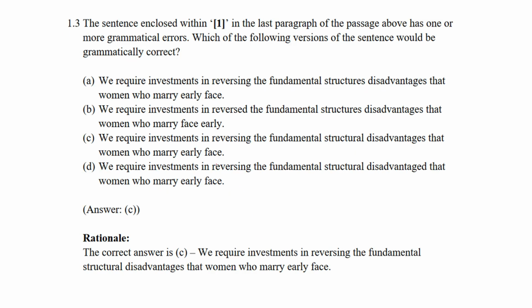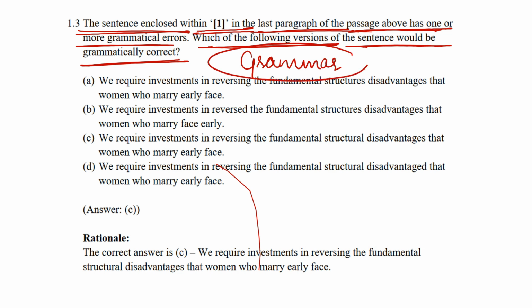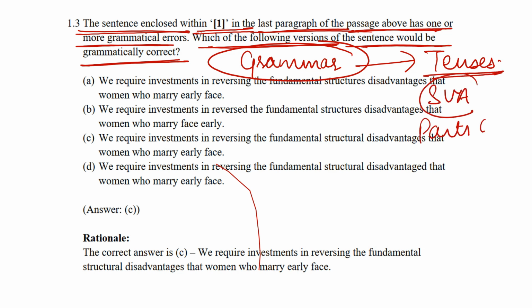Okay, the next question: the sentence enclosed within one in the last paragraph of the passage above has one or more grammatical errors. Which of the following versions of the sentence would be grammatically correct? Grammar. So we need to cover our basic tenses, subject verb agreement, parts of speech. This is basic grammar. We need to cover our basic grammar. That's what they are telling us.